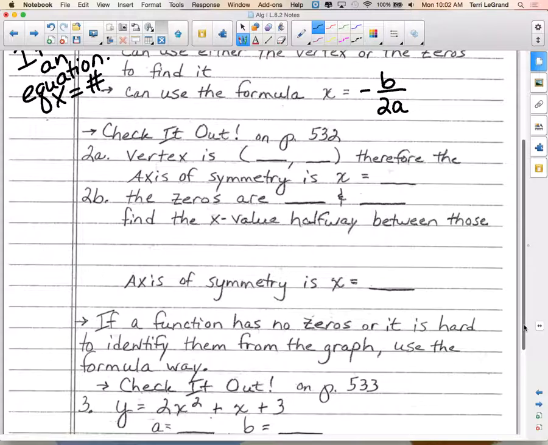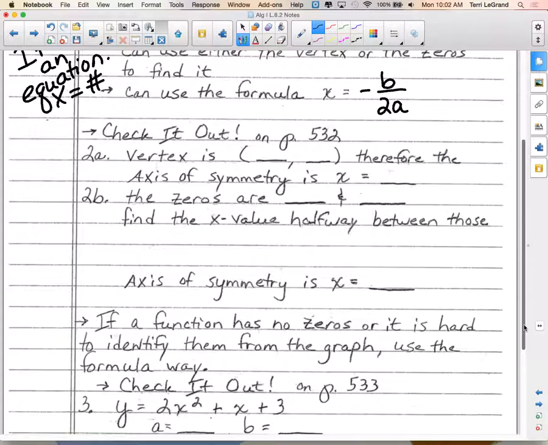So let's look at 2a down at the bottom of the page. Find the axis of symmetry of each parabola. How many zeros are there? There's only one. What is it? Negative 3, 0. So the zero itself is what? Negative 3.